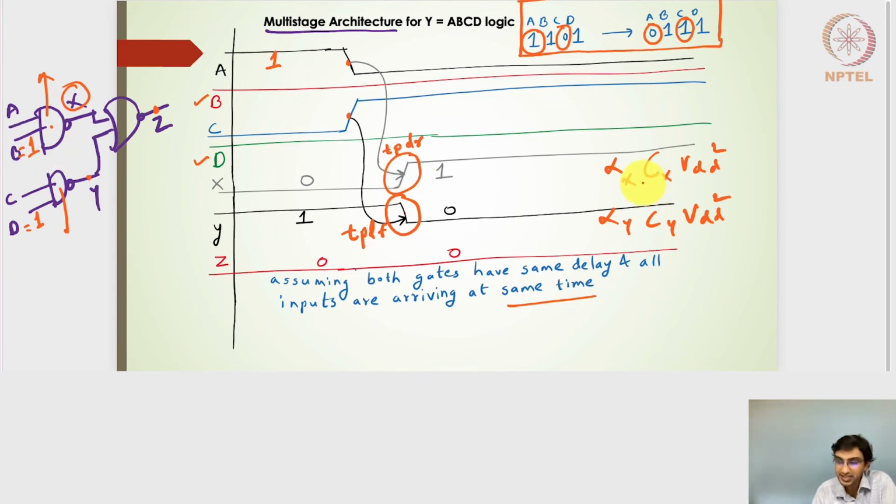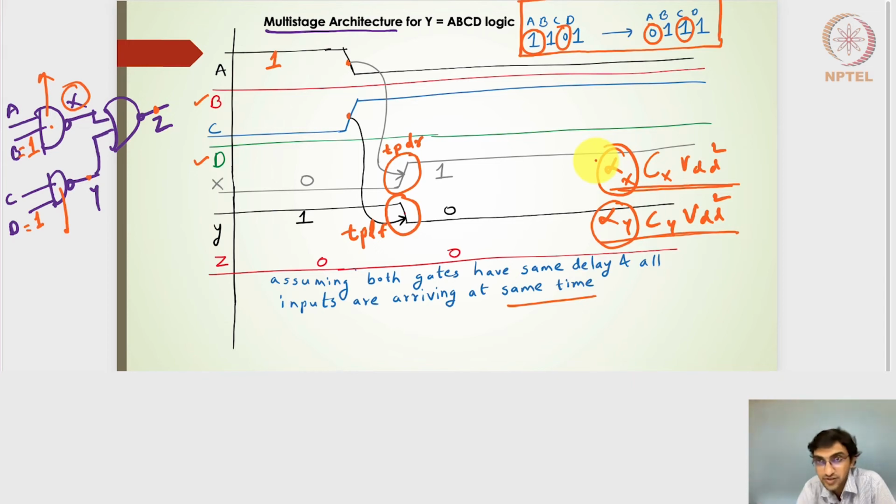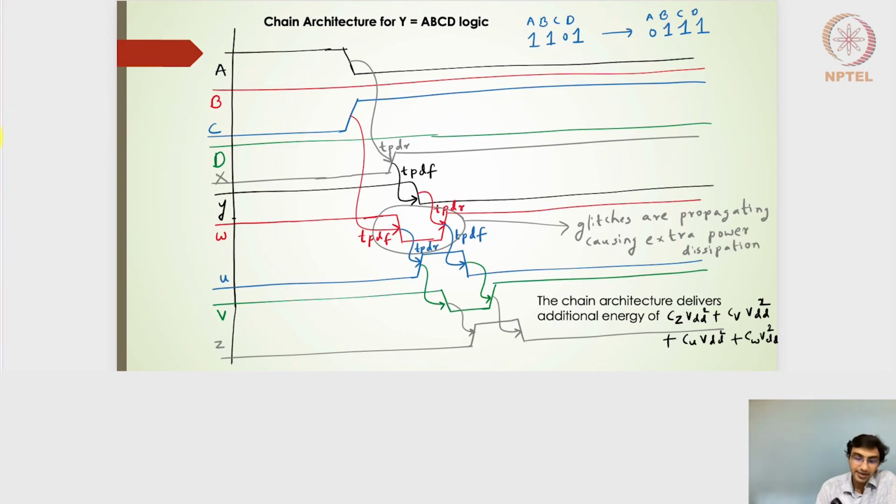Whatever this transition is, it has been accommodated in our energy term, because alpha Y accommodates the logical functionalities. So alpha X depends on the probability of the inputs being 1 and 0. All right, so moving ahead, let's take the chain architecture.